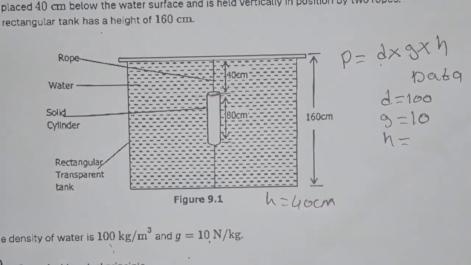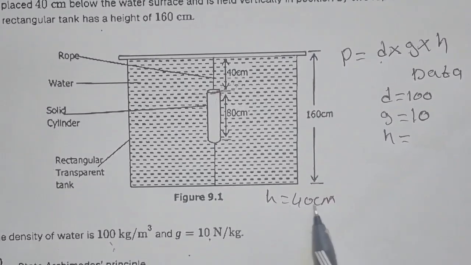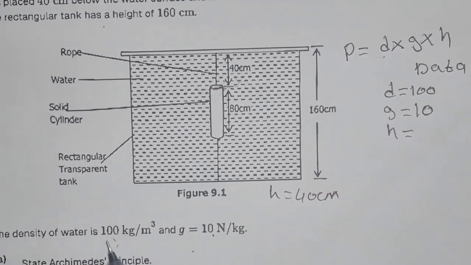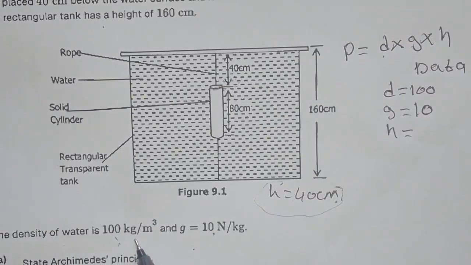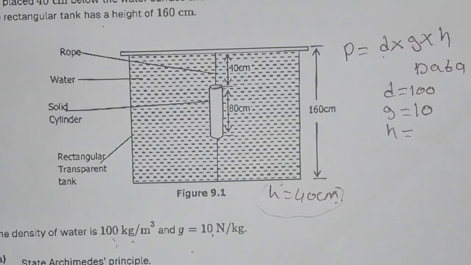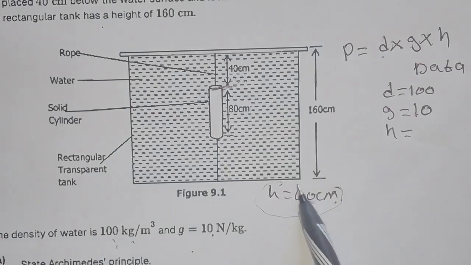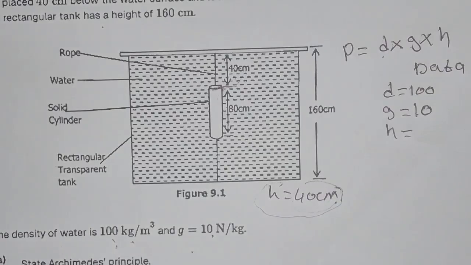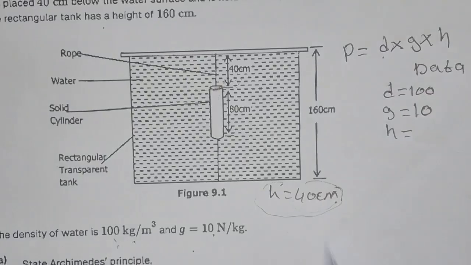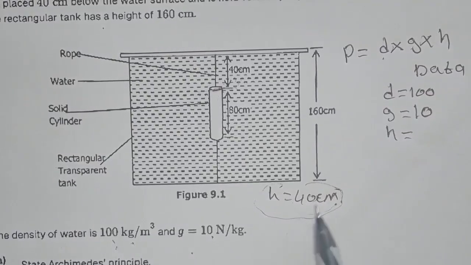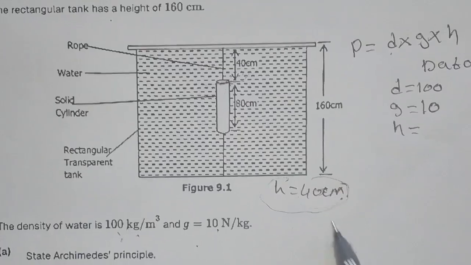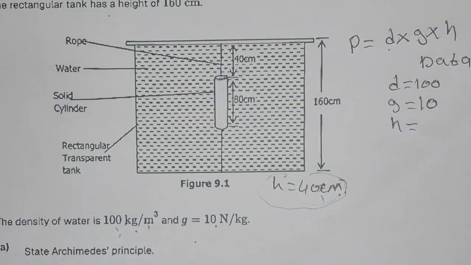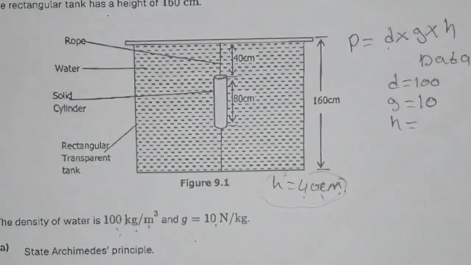If you see here, we have this height in centimeters, and we have density in kilograms per meter cubed. We can't find pressure using centimeter and meter cubed, because these are unlike things. So we need to change this into meters so that we find the correct pressure. If you just go direct, you'll be marked wrong. You can't multiply these, because they are not the same units. So you need to convert this into meters.